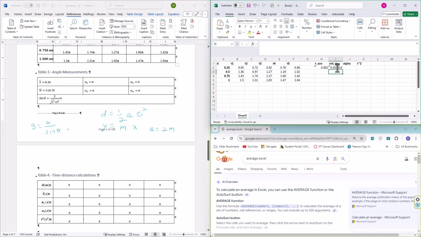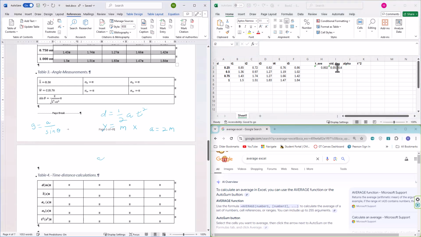Close my parenthesis. There's my standard deviation. Now, this is absolute error. Absolute error, once again called alpha, is defined as your standard deviation, technically your sample standard deviation, but I'm not going to make a stink over that, divided by the square root of the number of samples you have, which in our case is going to be the square root of 5.